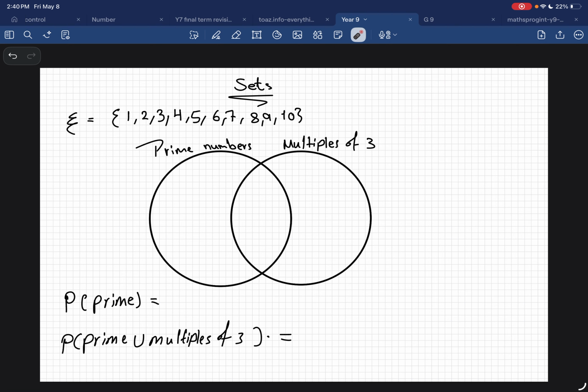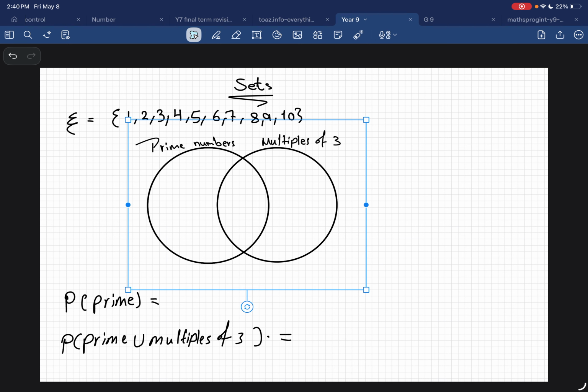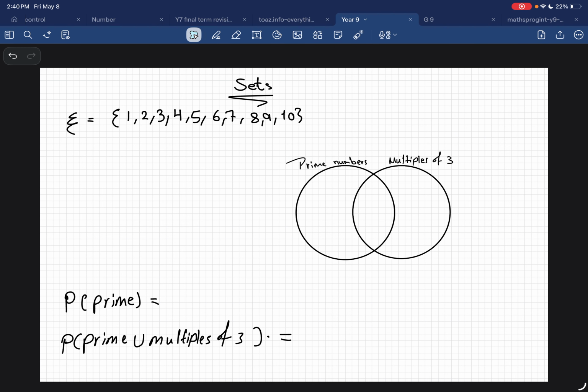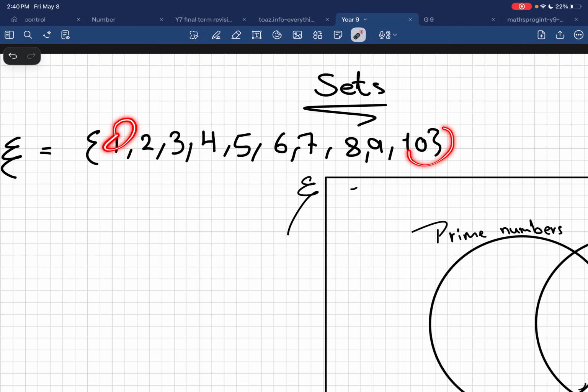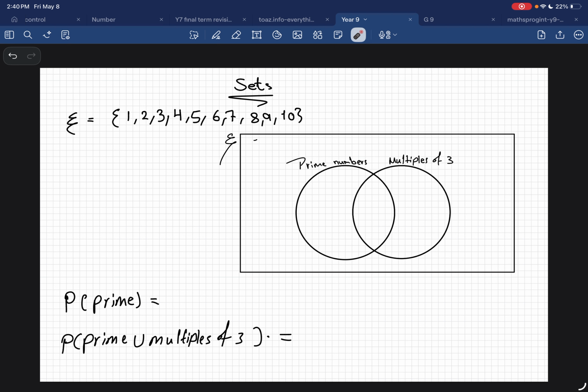But the question here is asking us, or giving us to be accurate, the universal set. It also asks us to complete the Venn diagram in front of us given this data, and the drawing will be drawn for you, so don't worry about that. The universal set here is the numbers from 1 to 10, and they've asked us to complete the Venn diagram.